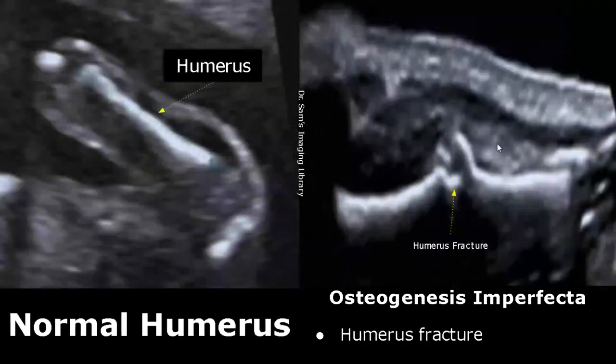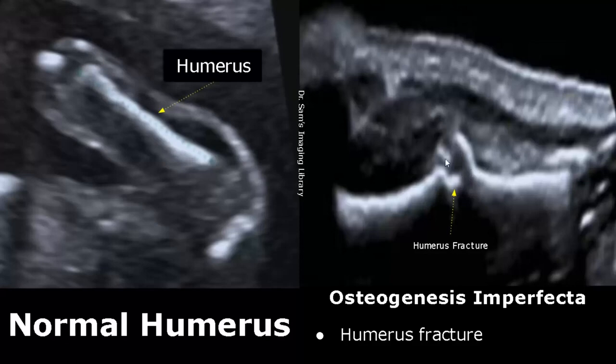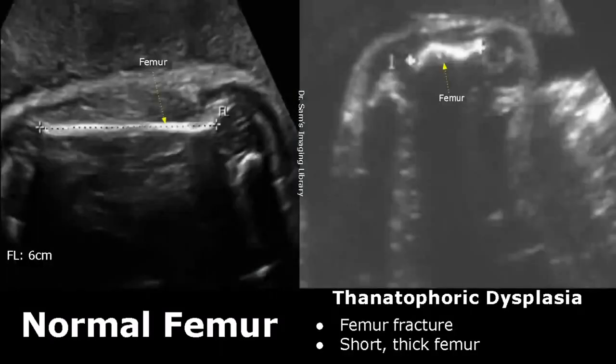In this image, we see a fractured humerus. You can see a disruption in the bone right here. Thanatophoric dysplasia is the most common lethal skeletal dysplasia. Fractures along with short and thick long bones are found. This is a short, thick femur with a fracture.